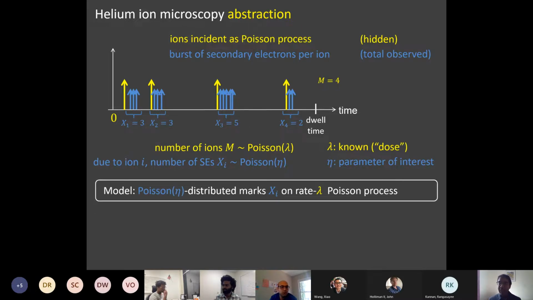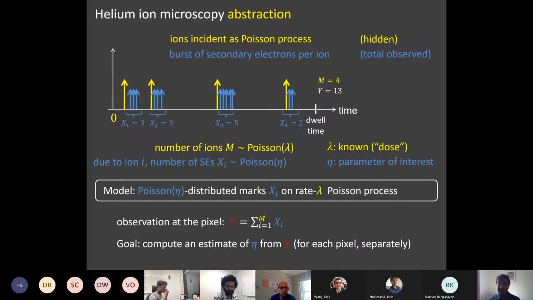Now, to put some mathematical language around this, although I'm going to put aside the math for a good section of the opening of the talk, a random variable associated with an arrival in a Poisson process can be called a mark. So our overall model here is of a Poisson-marked Poisson process. And we're observing in the full dwell time, conventionally, just the sum of the xi's, all of the detected secondary electrons. So that's what we're going to call y. And our goal is to estimate eta from y. Right? So that's our abstraction, applied separately at each pixel for now.